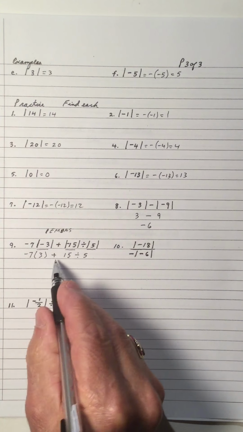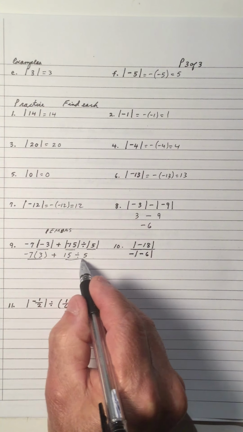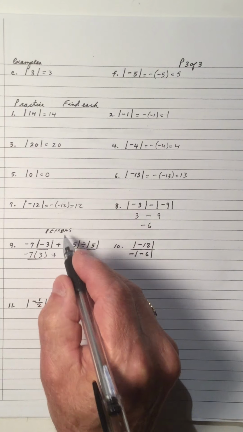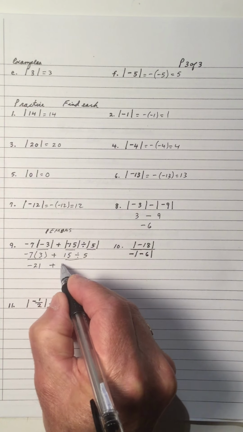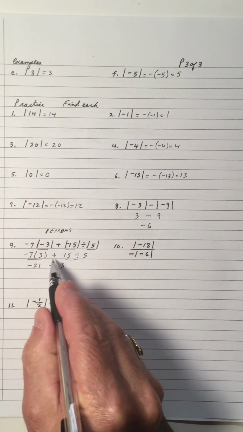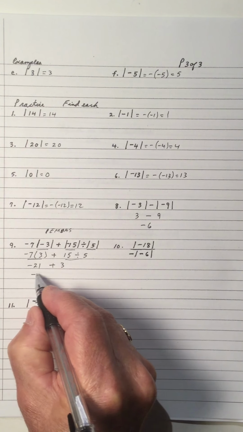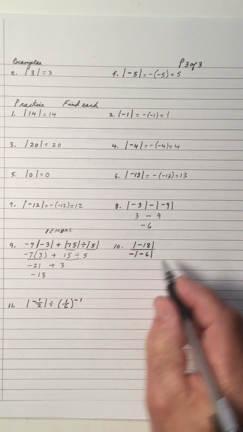PEMDAS, we have to multiply and divide from left to right. Multiplication, division as we go left to right. Negative 21 plus 3. We multiply and divide. Now we're going to add. So that's negative 18. Negative 21 add 3, negative 18.